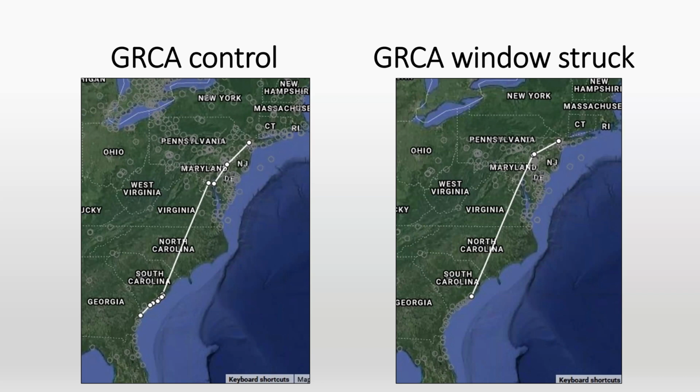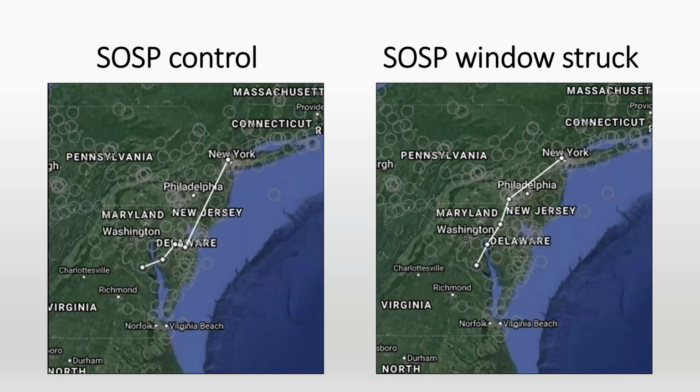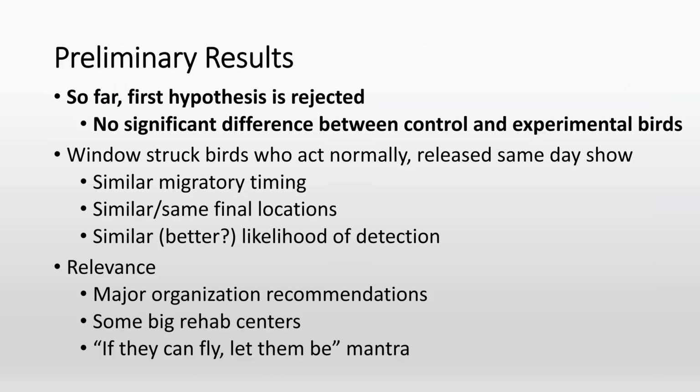The catbirds, all of them were fine, in quotes, just meaning that they migrated as you would expect them to migrate. Similar timing, similar distance, hitting similar stations. With the song sparrows, I am specifically using these 2 images because this was a control bird and a window struck bird that were tagged on the same day, and they actually wound up at the exact same receiver on the same day. So literally, they're doing the same thing. They're fine. Again, I'm putting it in quotes because I can't know that after this they're better and nothing else happened. But so far we're rejecting the first hypothesis.